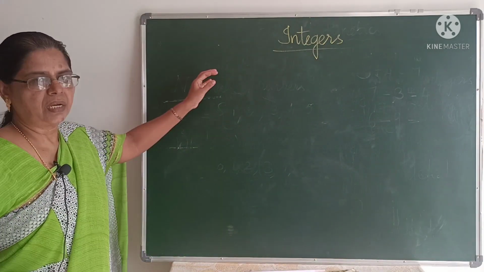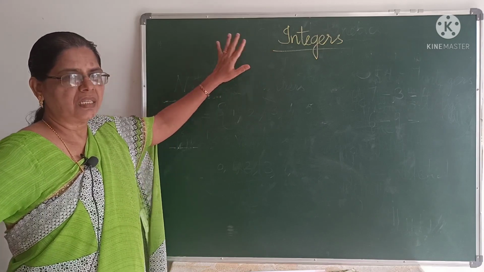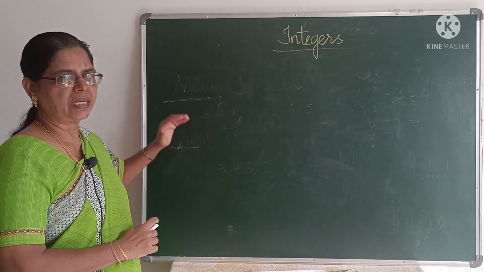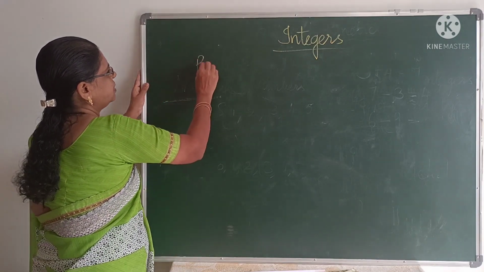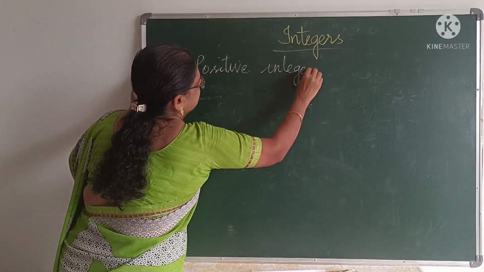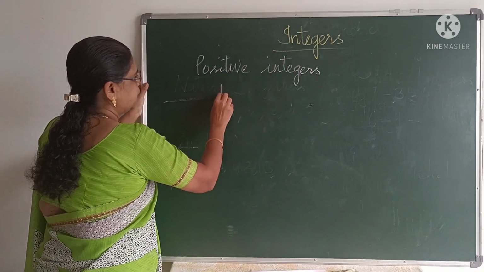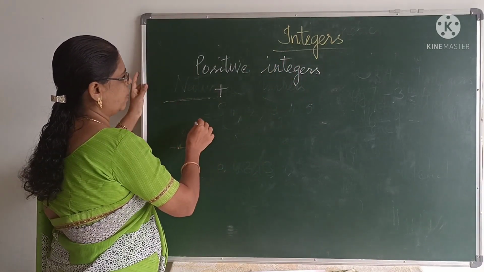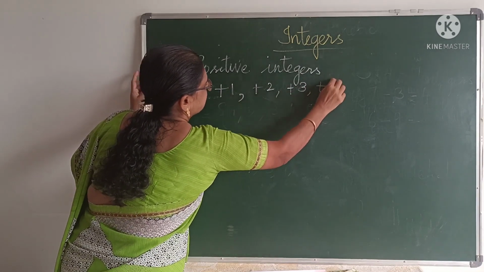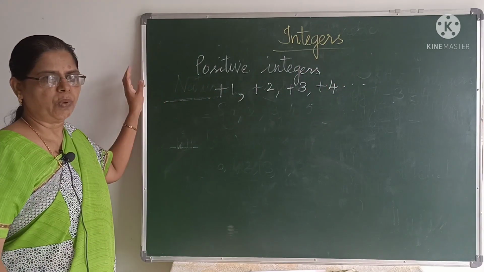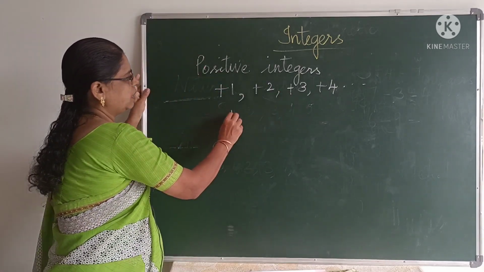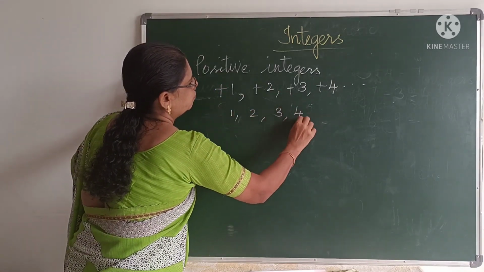The new set of numbers called integers include all positive integers, 0 and negative integers. Positive integers are written along with the sign plus. When you write 1, you can write plus 1, plus 2, plus 3, plus 4 and so on. The positive integers can be written without plus sign also: 1, 2, 3, 4.